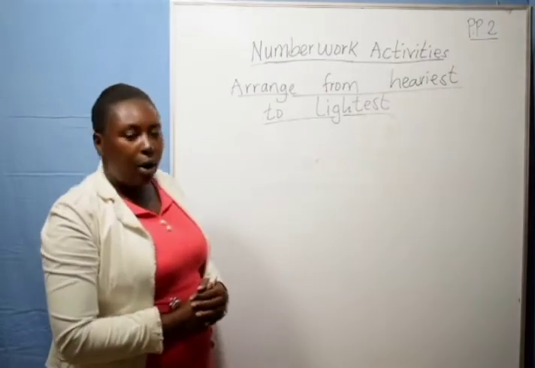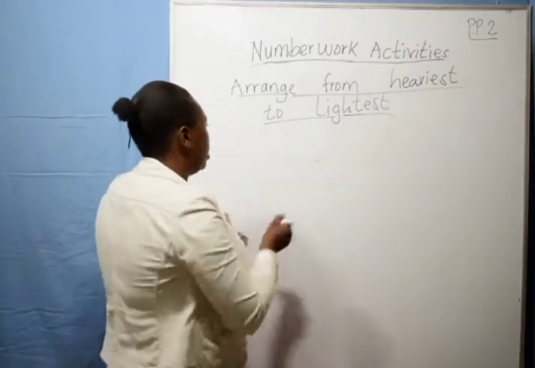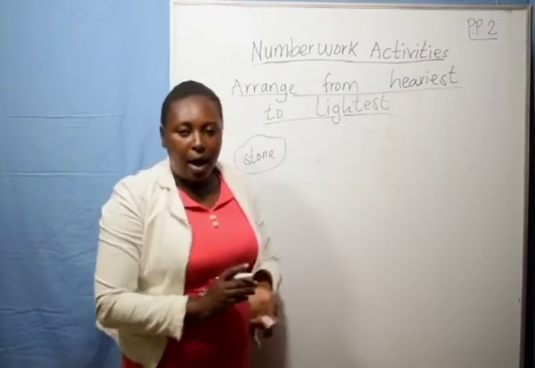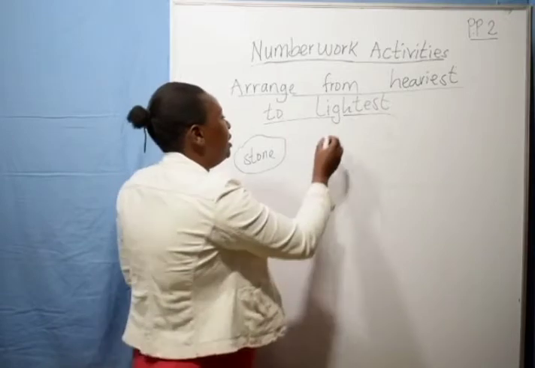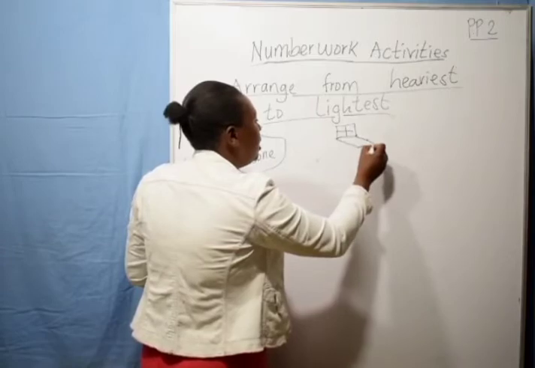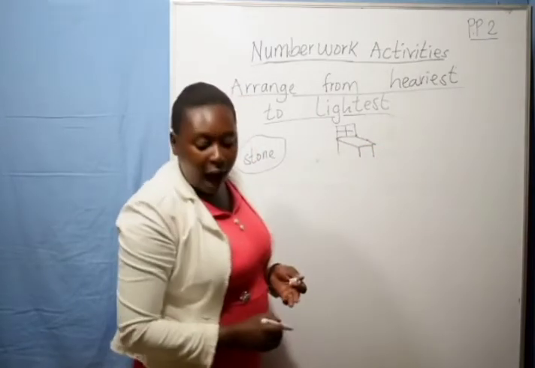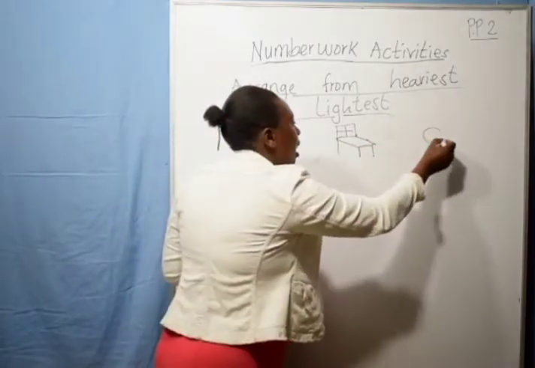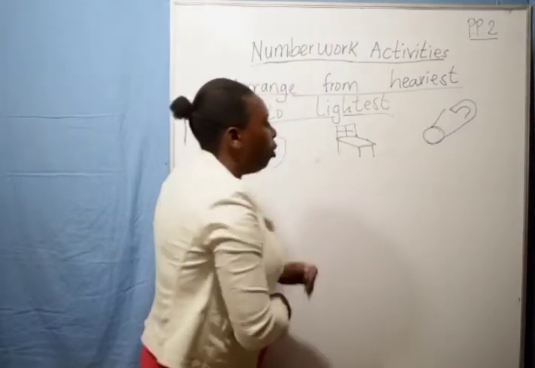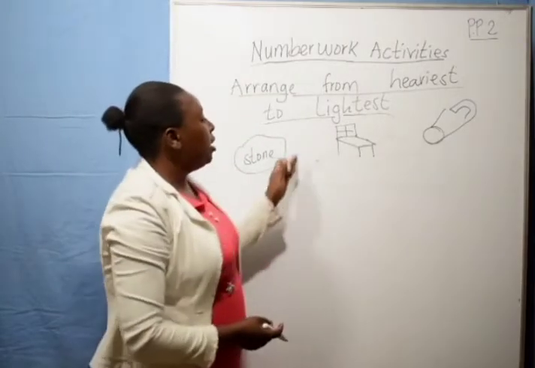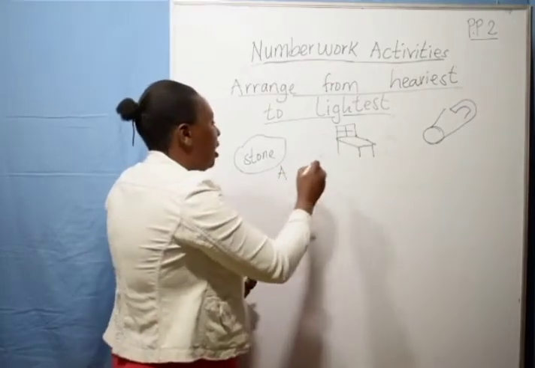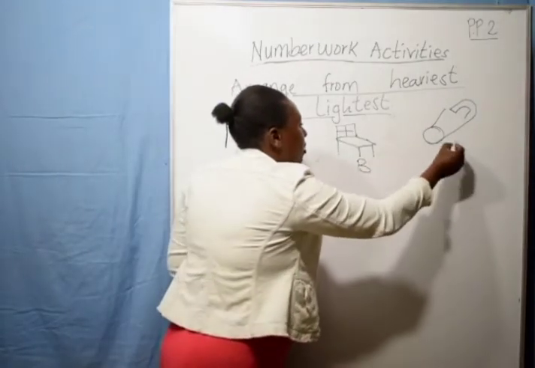So let us look at these objects. I have a stone with me. And another object that I have is a chair. But remember, this stone is not big. A chair, and then I have a pin. A stone, a chair, and a pin. So, my stone lies at A, my chair lies at B, and my pin lies at C.